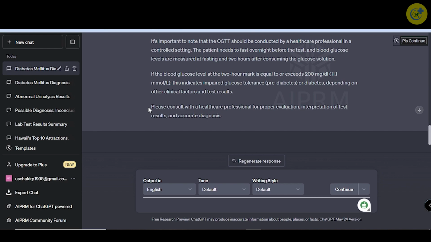Thirdly, also ChatGPT mentioned, please consult with a healthcare professional for proper evaluation, interpretation of test results and accurate diagnosis.